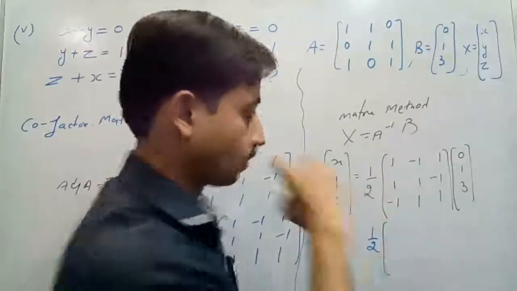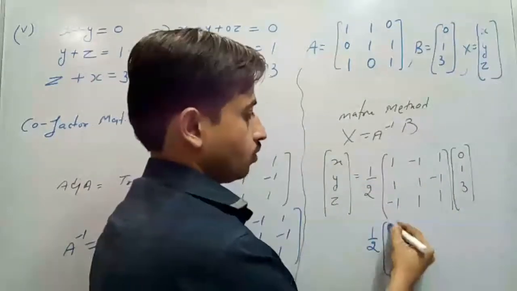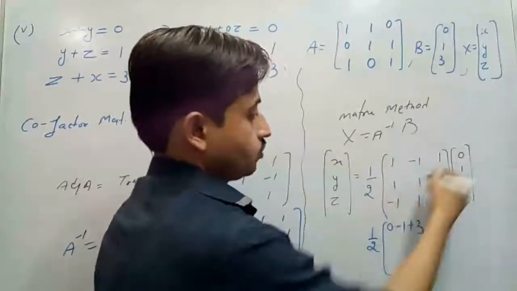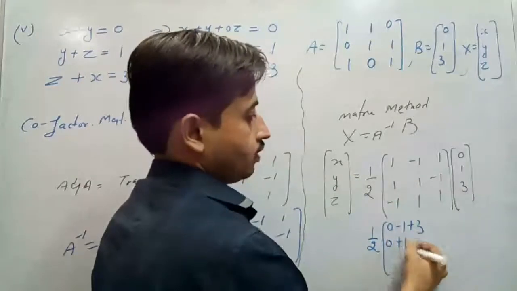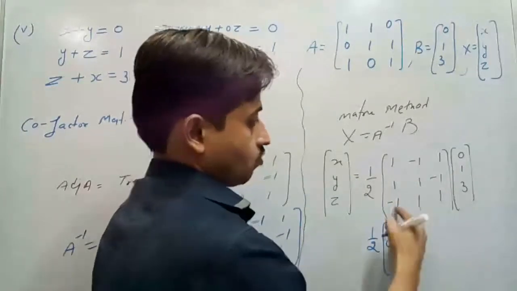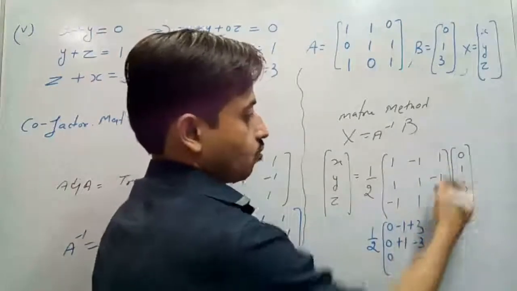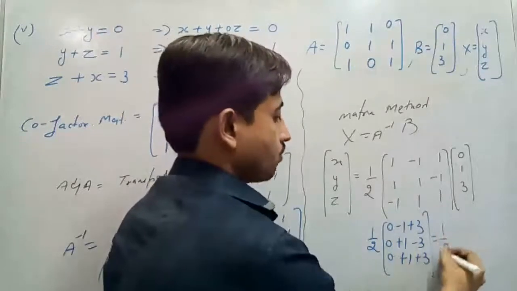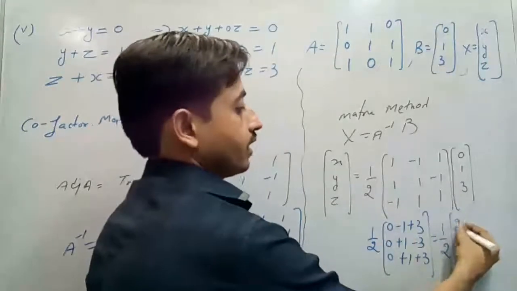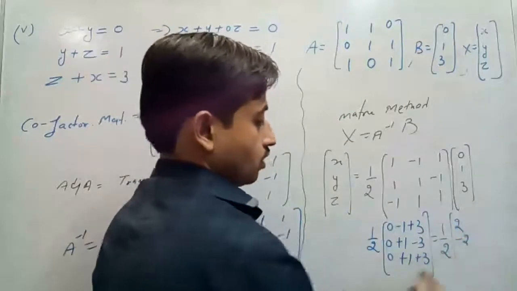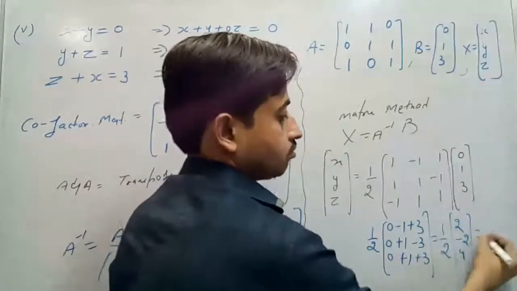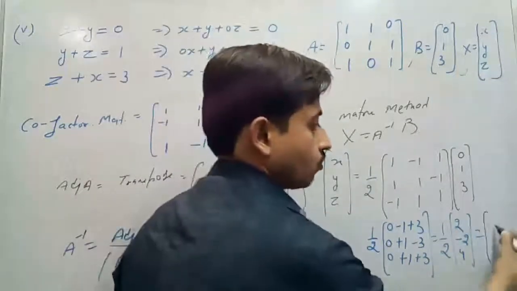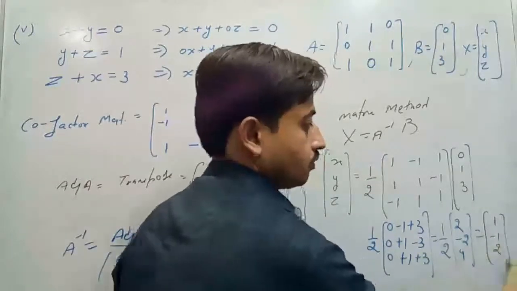1 by 2, solve it. 1 into 0, 0. Minus 1 into 1, minus 1. 1 into 3, 3. 1 into 0, 0, 1 into 1, 1, minus 1 into 3, minus 3. Minus 1 into 0, 0, 1 into 1, 1, 1 into 3, 3. So we will get 1 by 2, minus 1 plus 3, we get 2, 1 minus 3, minus 2, 1 plus 3, 4. If we divide by 2, what's the result? We get 1, minus 1 and 2.